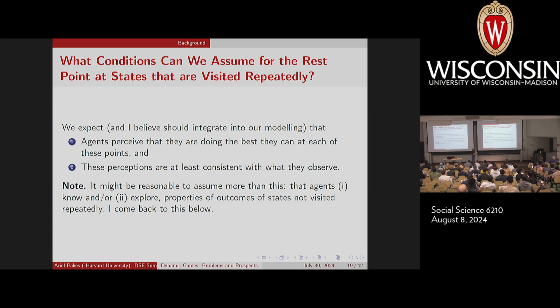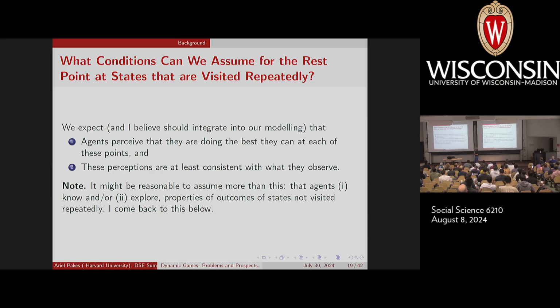What conditions should we assume? This is how we got to our answer. What should we assume for the equilibrium? We assume that when agents visit a point repeatedly, and people are playing equilibrium, they're eventually going to learn what's the best thing to do at that point. Is that clear? Okay.